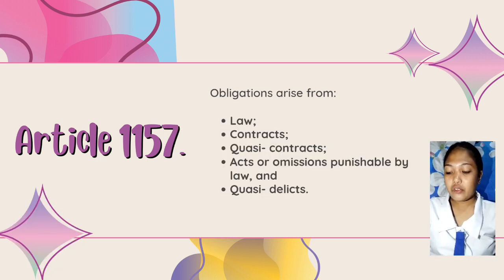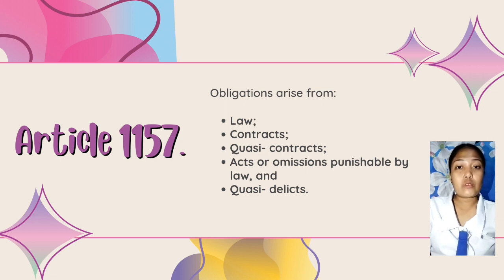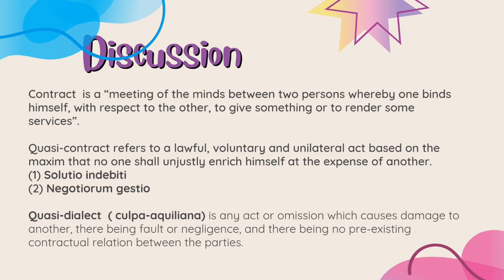On the next slide, we have Article 1157, which states that obligations arise from: first, the law; second, contracts; third, quasi-contracts; fourth, acts or omissions punishable by law; and the last one, quasi-delicts. On the next slide, there are only two sources of obligations: first is the law, and second is contracts, because obligations arising from quasi-contracts, crimes in number 4 of Article 1157 of the Civil Code of the Philippines, and quasi-delicts are really imposed by the law.